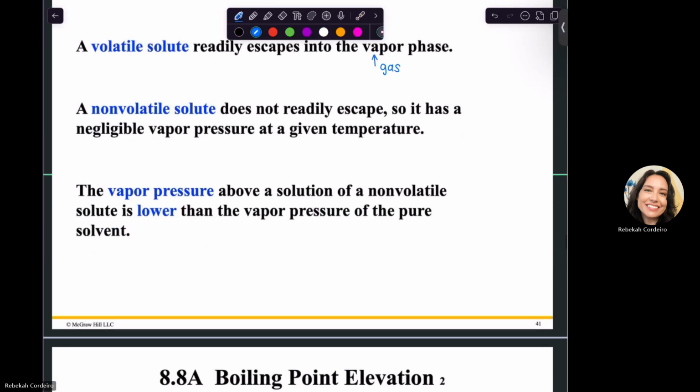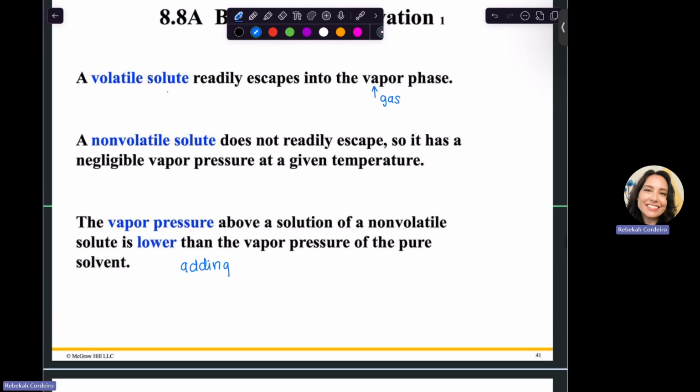So, for example, a volatile solute would be like gasoline, which is octane, a nonpolar carbon hydrogen molecule. It has London dispersion forces only. So it's got pretty weak forces, so it's pretty easy to turn into a gas.